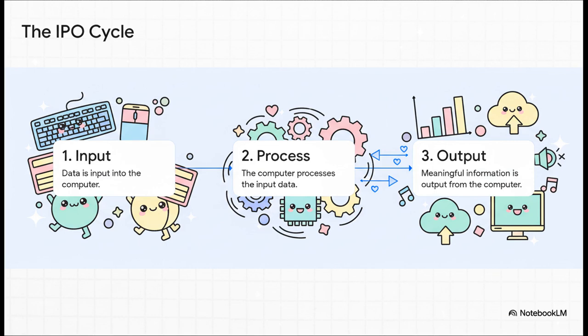First, you've got input. That's us, entering all that raw data. Second, you have process. This is where the computer does the heavy lifting, organizing, sorting, calculating. And finally, you get the output. That's the useful, meaningful information it gives back to us. Input, process, output. That simple loop is the heartbeat of all computing.